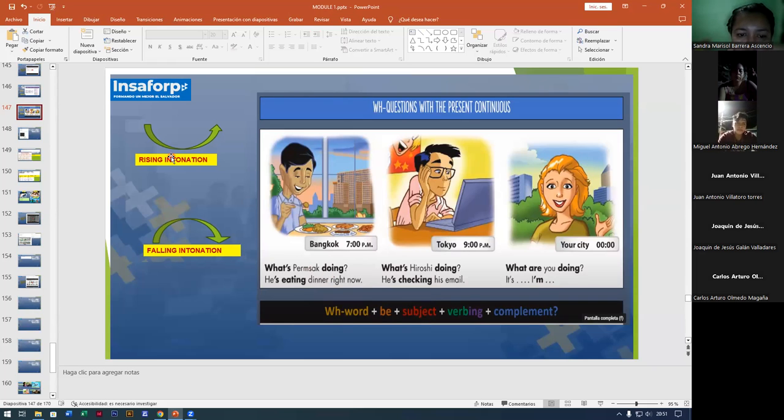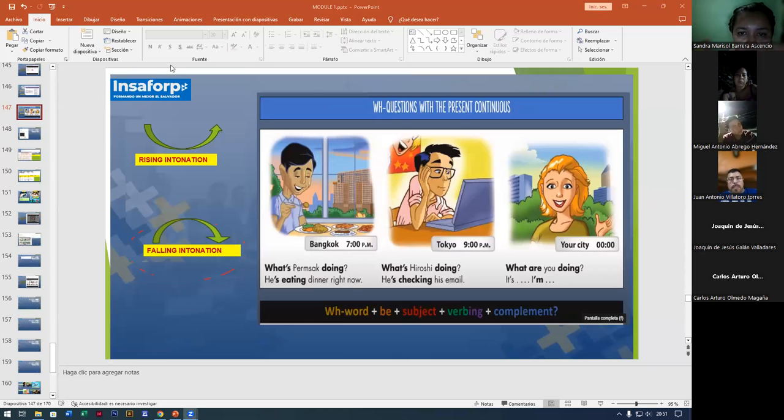What is the correct option? Is it rising intonation or falling intonation? Falling intonation. It's falling, right? Correct. Porque va decreciendo el tono de voz. It's like, what's Sperman doing? No va como, what's Sperman doing? Sino ella es gritar, ¿verdad? And then you shout. So you decrease, diminish the tone of your voice.